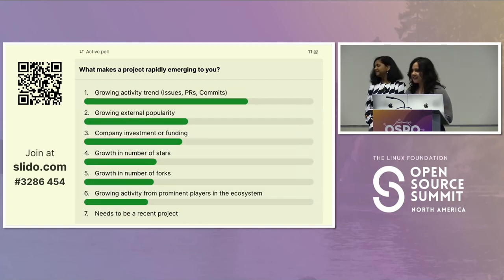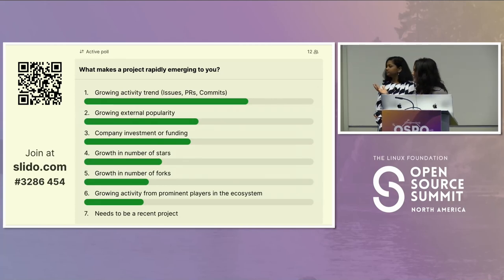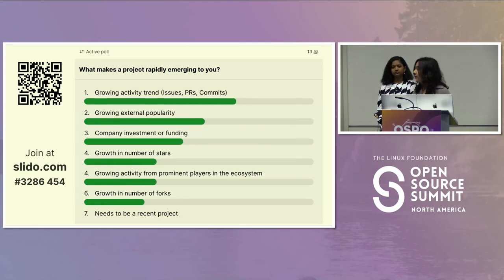Okay, cool. I see like 11 people have participated, and it seems like growing activity trend, or issues, PRs, commits on a certain project, seems to be the most important factor in terms of considering a project emerging, and that's also being factored into our analysis. Something which is kind of difficult in our opinion to get an estimate of is company investment or funding just from GitHub, and also growing external popularity, because you cannot see that directly from GitHub data. So exciting.